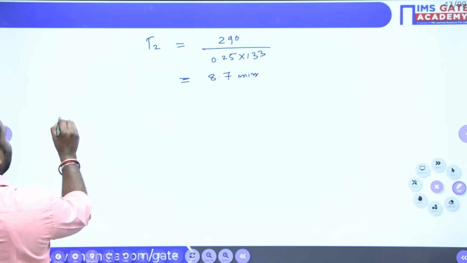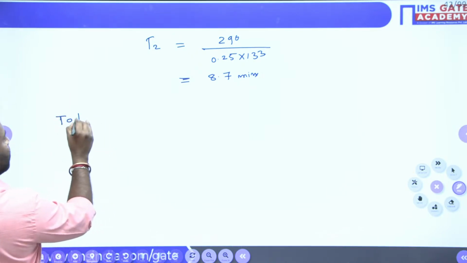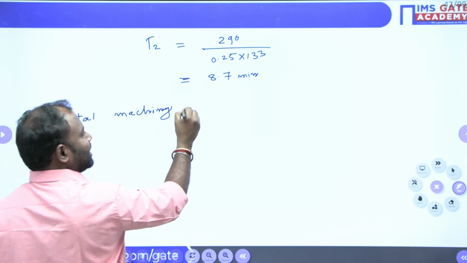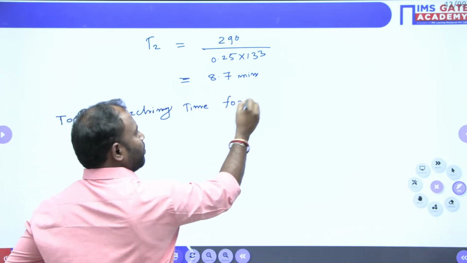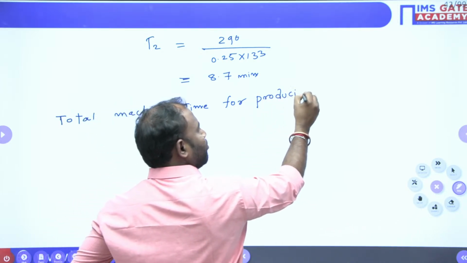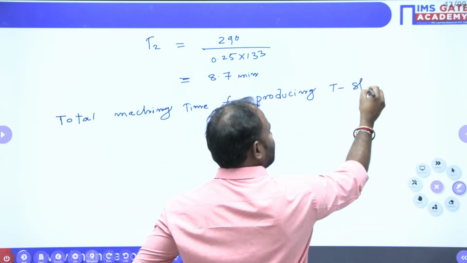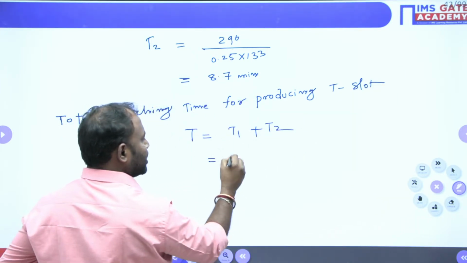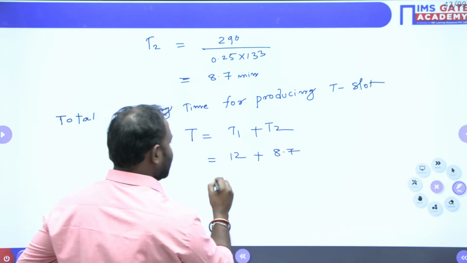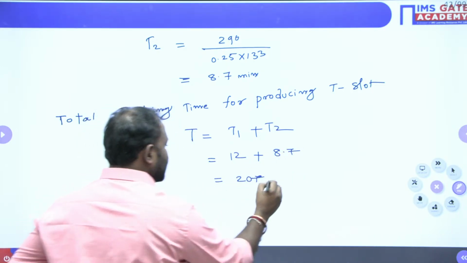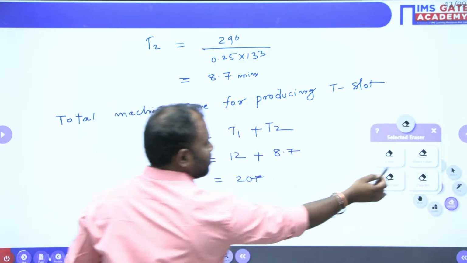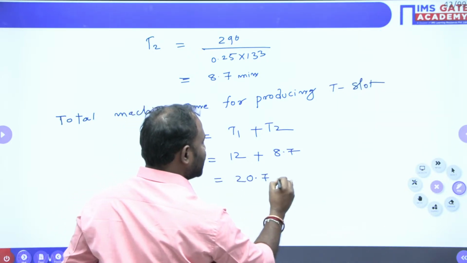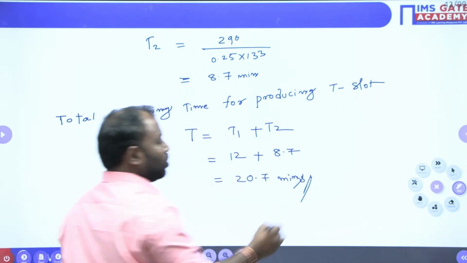Okay, total machining time for producing the T-slot is T equal to T1 plus T2. Now T1 is equal to 12 minutes and this one is 8.7, that is equal to 20.7 minutes. 20.7 minutes will be your answer. Hope you understand, all of you guys.